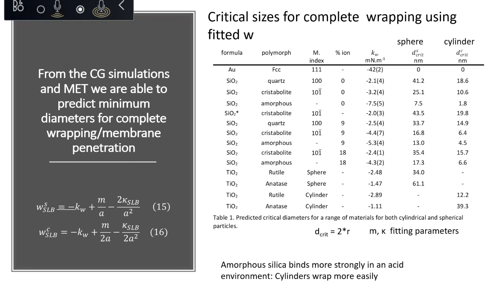We've also done simulations for the spheres and cylinders by taking the various faces that you would find, and again you can see there's a big difference actually between rutile and anatase, and also you'll see that the cylinders wrap far more easily than the spheres.